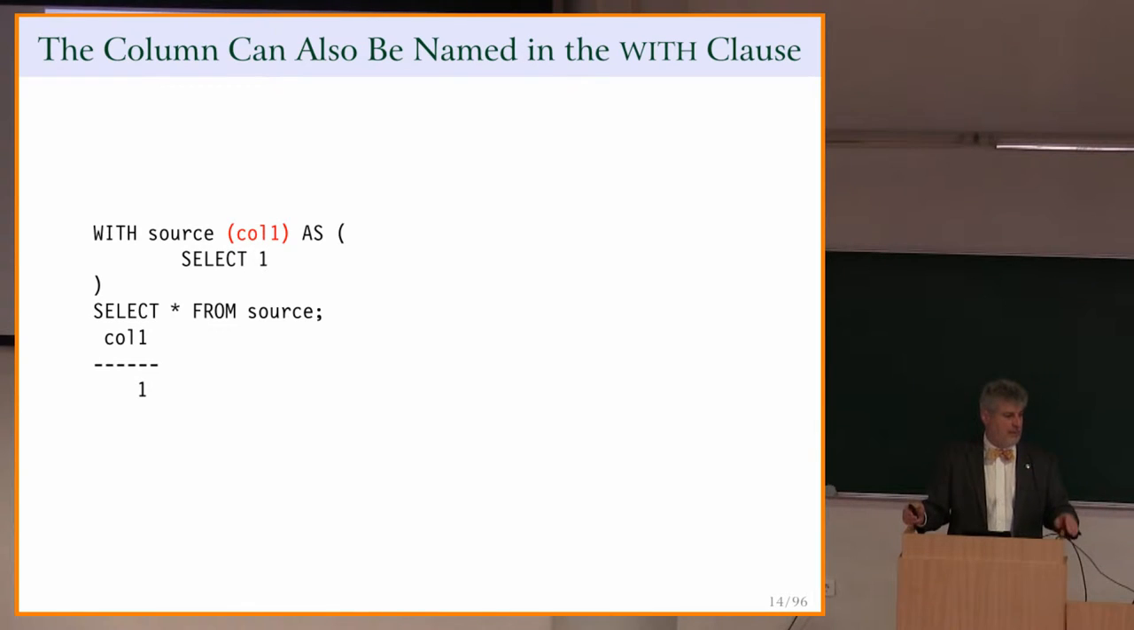Okay. Here's another way of doing it. Instead of adding the AS clause here, I have the option of naming the column inside the common table expression at the top. And as you can see, it actually is also naming the output column.